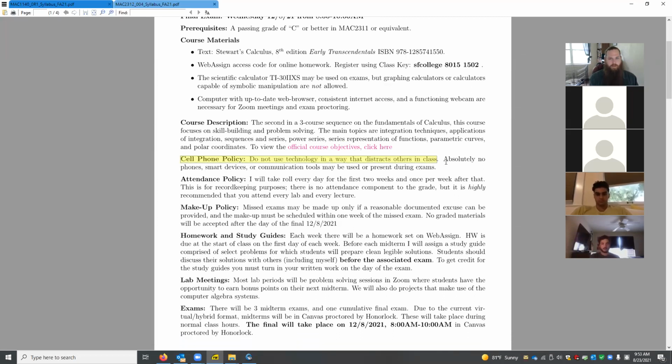Cell phone policy, this is not as important because this is not an in-person class, but please just don't distract other people. I guess the Zoom version of this is keep the chat here calm, focused, and civil. If you want to post things in the chat, in the lecture chat here in Zoom, you're welcome to do that, especially if you want to ask questions of me or you want to see something else again. The chat is a good way to do that, but let's keep it focused on class.